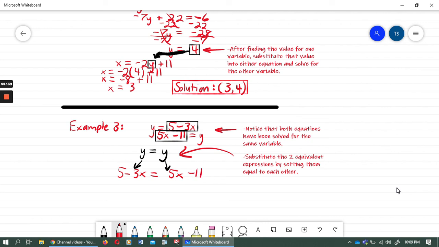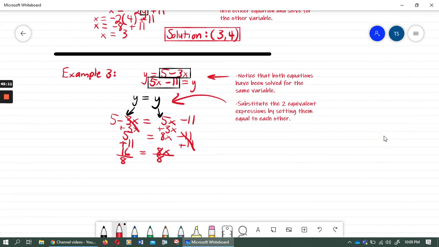And here we're going to solve for x. If we add 3x to both sides, that gives us 8x. Still got the minus 11 on the right side, and the 5 on the left side. If we add 11 to both sides, that gives us 16 equals 8x. Then if we divide by 8 as our last step, 16 divided by 8 gives us 2 for the value of x. So x equals 2.